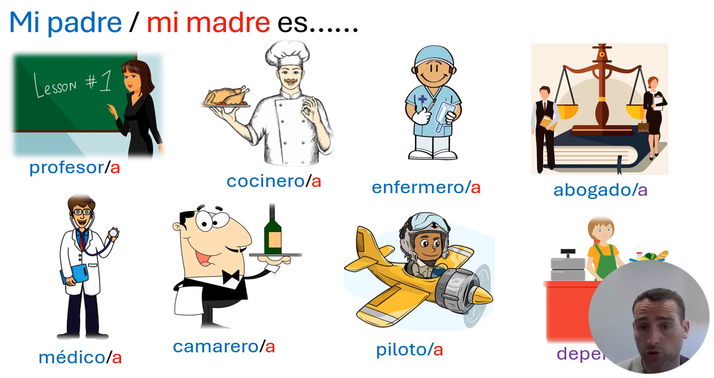Now, it will be useful to think using the two key structures. So how would you say, for example, my dad is a lawyer? So think about it. How would you say, my dad is a lawyer?